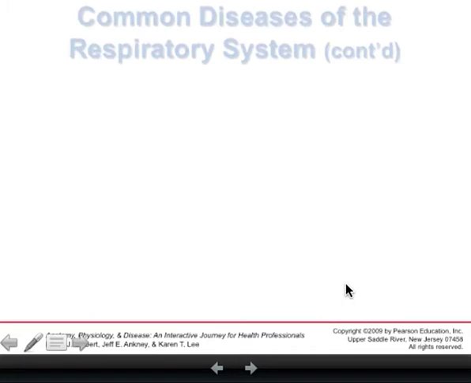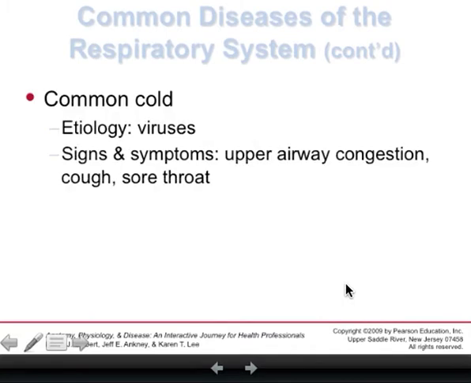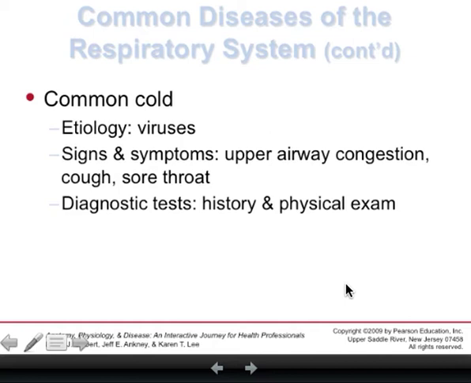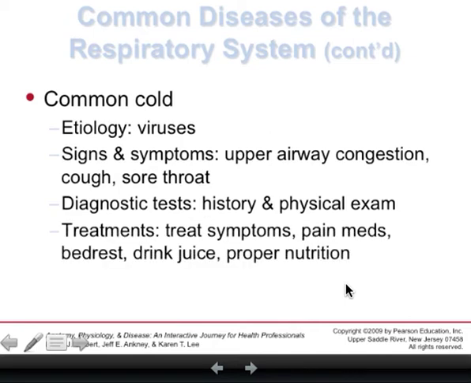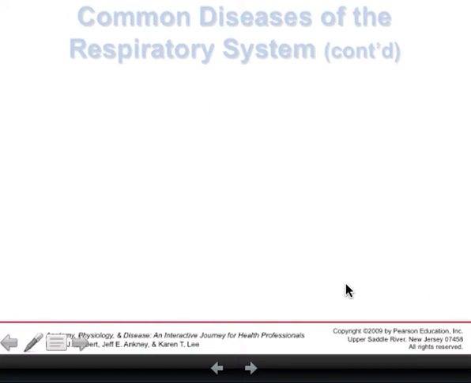Let's talk about some diseases of the respiratory system. The common cold is caused by a virus called the rhinovirus. The signs and symptoms are airway congestion, a cough, and sore throat. The diagnosis for this is a history and physical. The treatments include pain meds, bed rest, and hydration, and also proper nutrition. Feed a cold, starve a fever was the way they always taught it to me when I was a youngster.